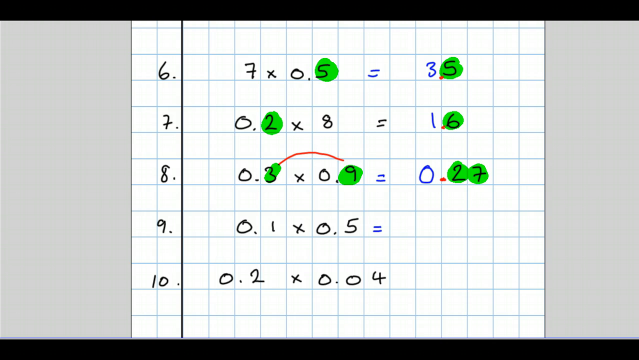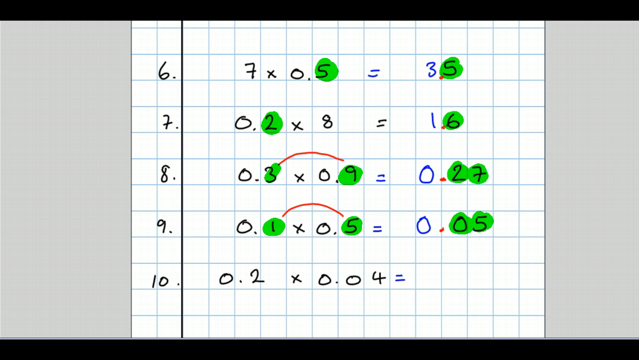Question 9. 1 times 5 is 5. Let's look at the number of figures after the decimal point in the question. We've got 2 here. We've only got 1 figure in our answer. So we pad it out with a 0. Now we need 2 figures after the decimal point. So there they are. Put a decimal point there. And then you can't begin a number with a decimal point, so put a 0 in.